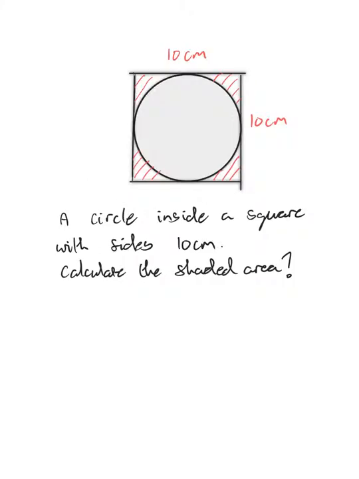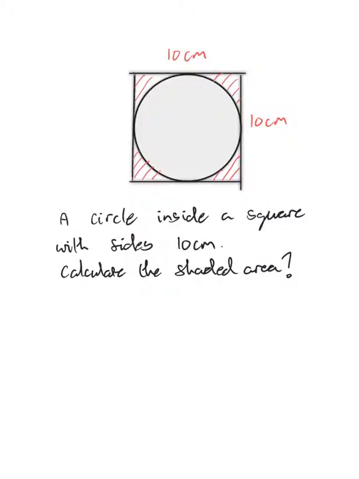Now, this would probably be pretty much the same for either level 2 or indeed level 3. What have we got? We've got a circle inside a square, where the square has got sides of length 10 centimetres. Okay, and we've got to calculate the shaded area.